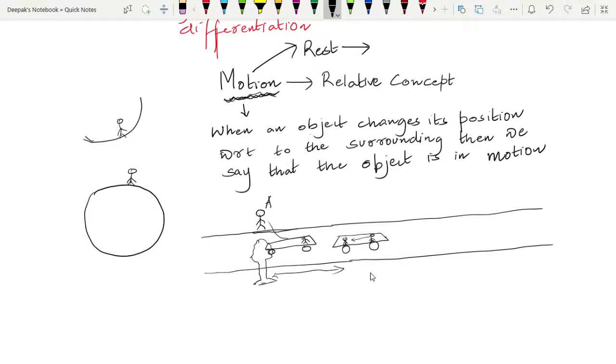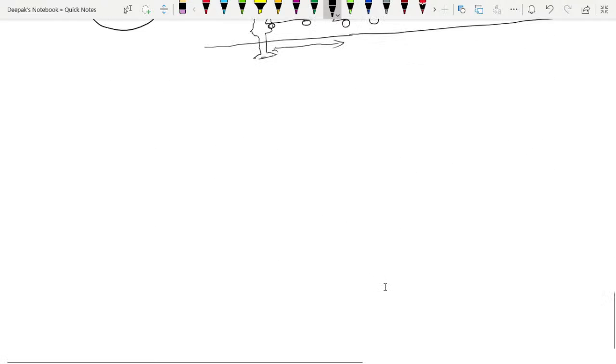So in the example that I gave of the passenger sitting with you, he is at rest with respect to you, but with respect to the person here, he is in motion. So rest and motion are relative concepts. That's what I'm trying to say. Okay, is it clear? Any doubt so far?